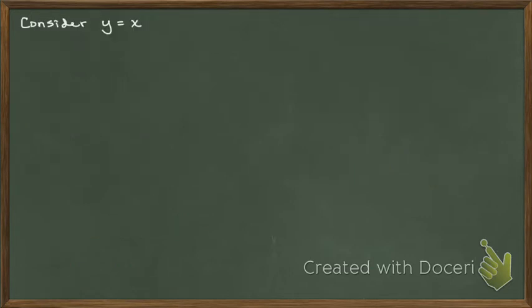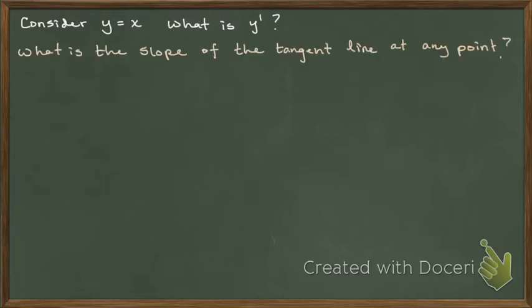I want you to consider this basic linear function, y equals x. It's the most basic linear function that we can think of. And I want to find the slope of the tangent line, or the derivative. What's the derivative to this function? Well, if we think about it in the context of slope, what is the slope of the tangent line at any point? These two things are asking really the same question. It's worded differently, but the result is the same.